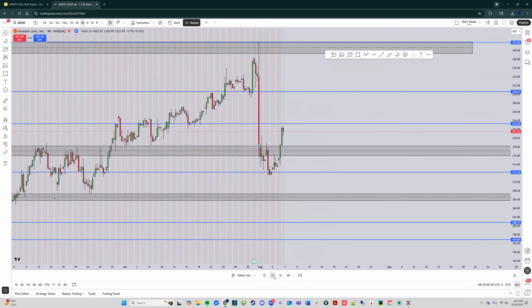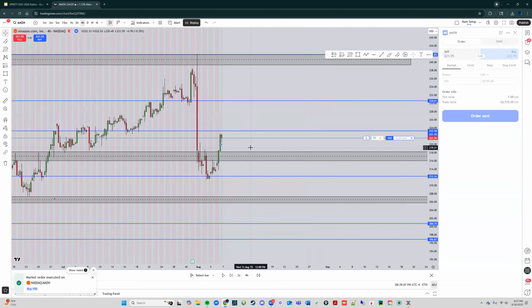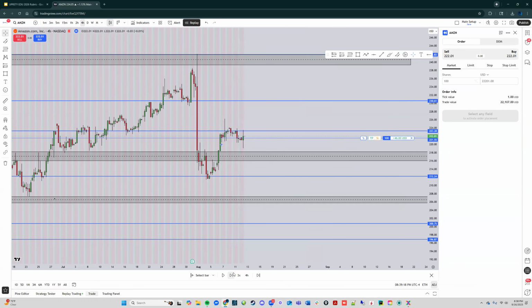I think I would go long over there. You went long right here? Yep. Somebody said long, 100 shares. Boom, we're in this trade. Once again, this would be our take profit. We would sell at this level because this was our next level of resistance.